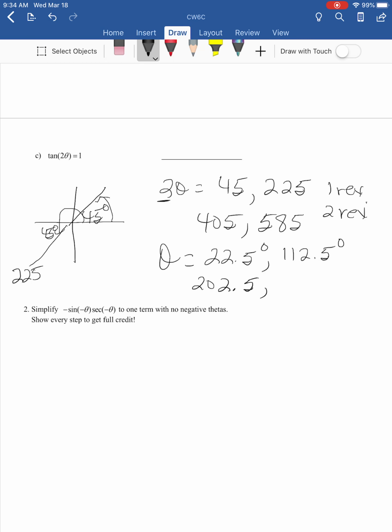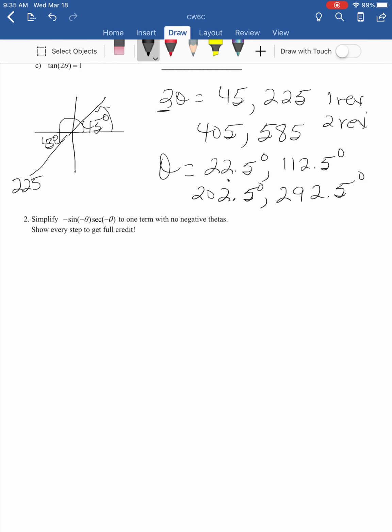Whatever I did, that couldn't be right. Oh, I'm sorry. Right here, we've got 22.5, 112.5, 202.5. I need to divide 585 by 2. And if I did this correctly, it's 292.5. And each one of these are degrees. And notice that they're all less than 360. Okay.